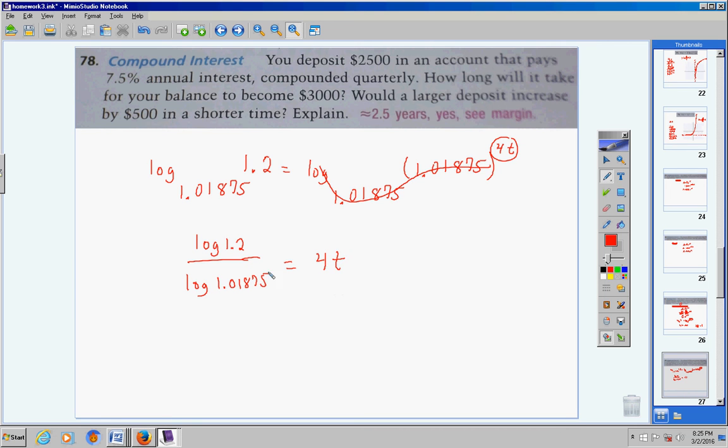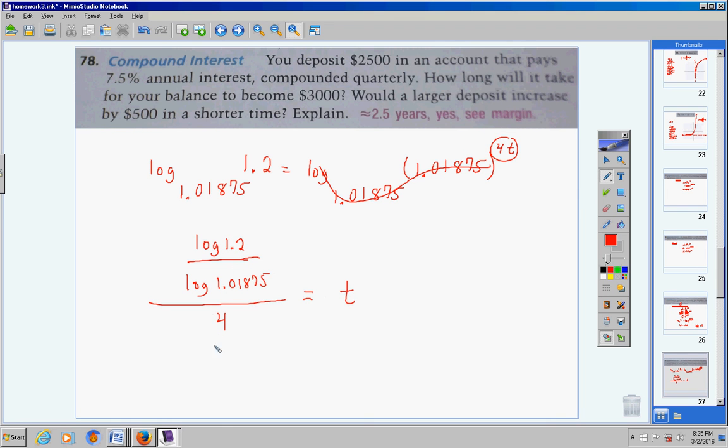So now we're going to divide both sides by 4. So divide this side by 4. Divide this side by 4 over here, and we're left with t. This is definitely a nerve-wracking problem. This is not easy, but hang in there. Take good notes, okay? So that's what t equals.